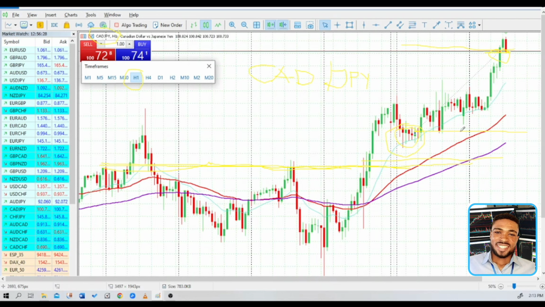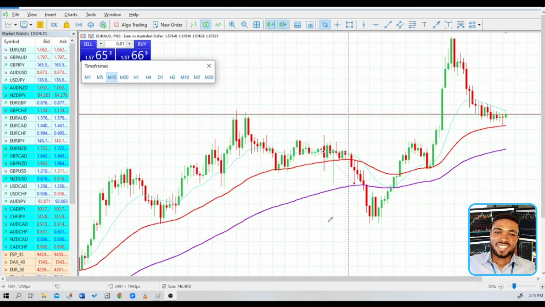So now, 2 trades. Now let me show you the last one, which was a losing trade, and how it got lost. The last trade I took was the EUR/AUD. As you can see, the Euro was strong and the AUD was weak on the M15. This one actually happened very fast. I took this trade here very late at night.